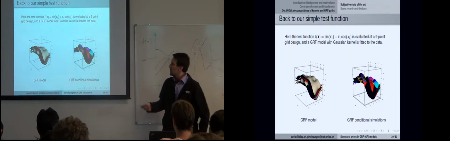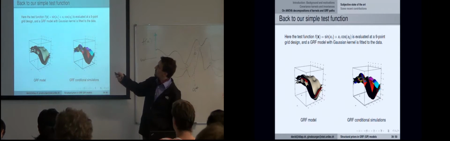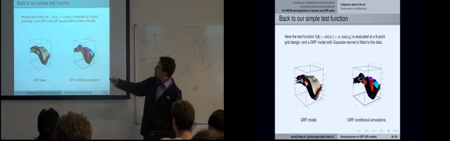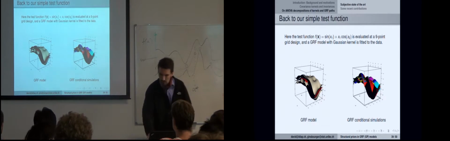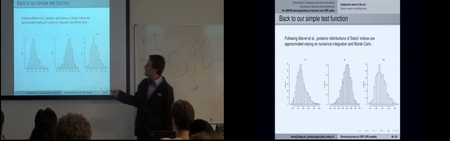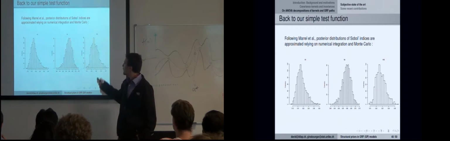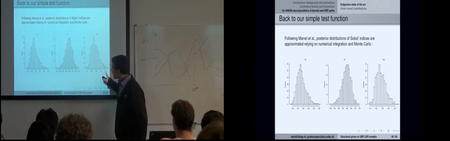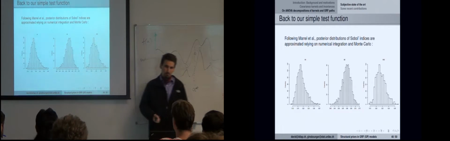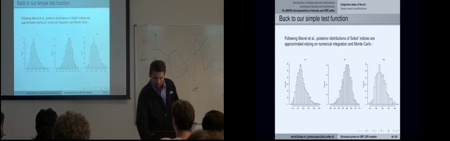Okay, so this is back to the test function. We do conditional simulations based on a couple of observation points. So this is the GRF model, these are the simulations, and then we can look at the Sobol indices. Here you see you have a very spread distribution for the Sobol indices. Well, this one is not that spread, which is basically a consequence of the fact that you don't know the function well.